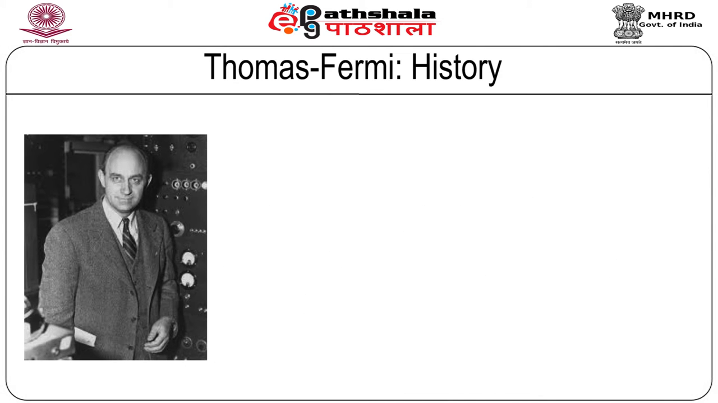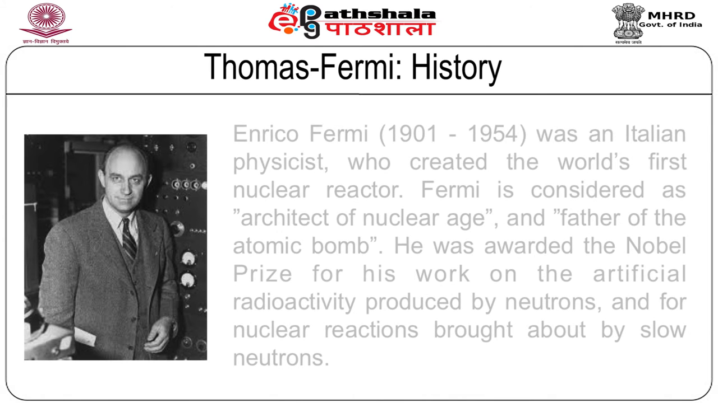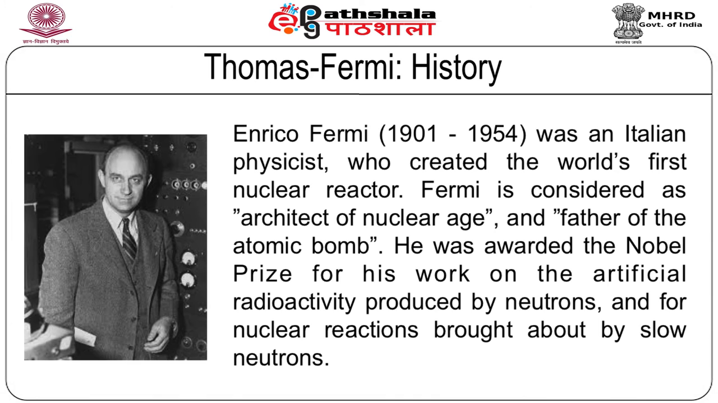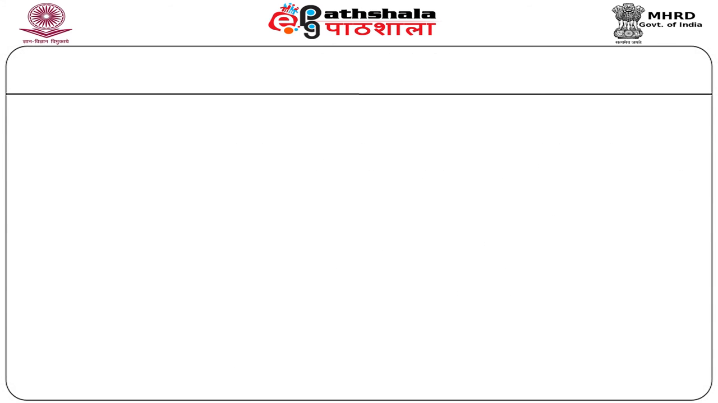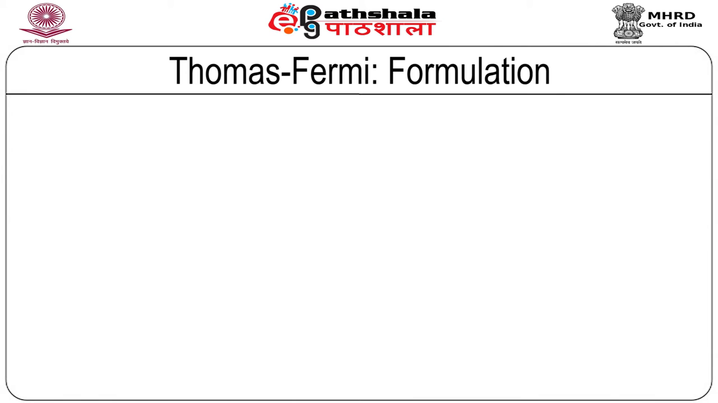Enrico Fermi, on the other hand, as was shown in the picture, was born in the year 1901. He passed away in the year 1954, was an Italian physicist, and as mentioned while giving the introduction, created the world's first nuclear reactor. Fermi is considered, as some of you may know, as architect of nuclear age and father of the atomic bomb. He was awarded the Nobel Prize for his work on artificial radioactivity produced by neutrons and for nuclear reactions brought about by slow neutrons. Let us first discuss the formulation of Thomas-Fermi method.